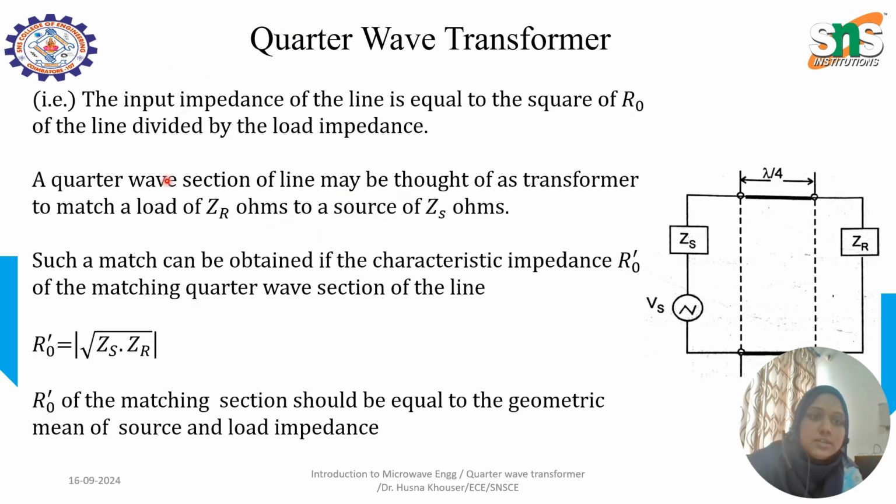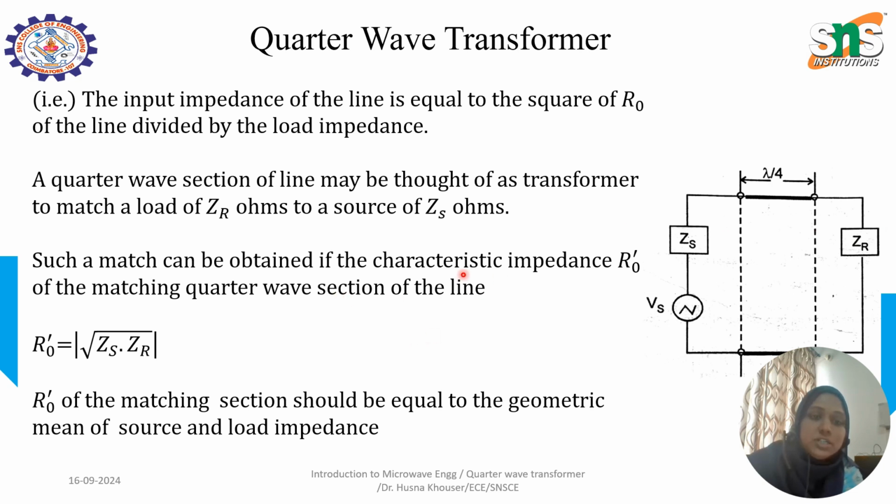Now for this quarter wave transformer, the input impedance of the line is equal to R0 of the line squared divided by the load impedance. As I have already said, we have to multiply ZS and ZR. So ZS is nothing but R0 squared divided by ZR. This is how the quarter wave line may be thought of as a transformer to match between ZS and ZR.